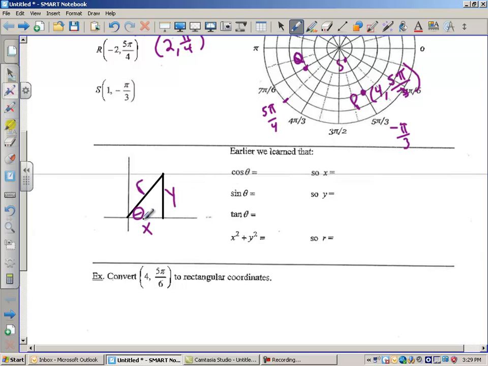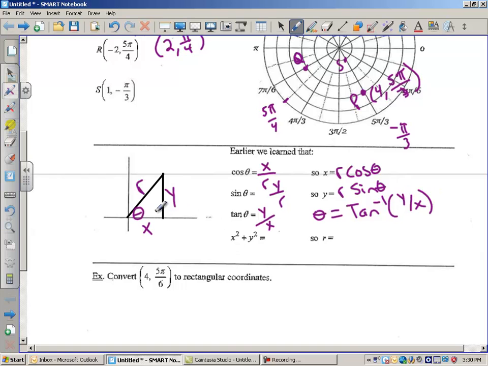So let's look at cosine theta. Cosine theta is adjacent over hypotenuse. So that means if we solve this for x by multiplying both sides by r, we get that x equals r cosine theta. We already knew that, but that's also true in polar. And sine of theta is y over r, opposite over hypotenuse, so y equals r sine theta. These are your conversion formulas. Now tangent of theta equals opposite over adjacent. That means y over x. So that means that theta is going to equal the arc tangent of y over x.